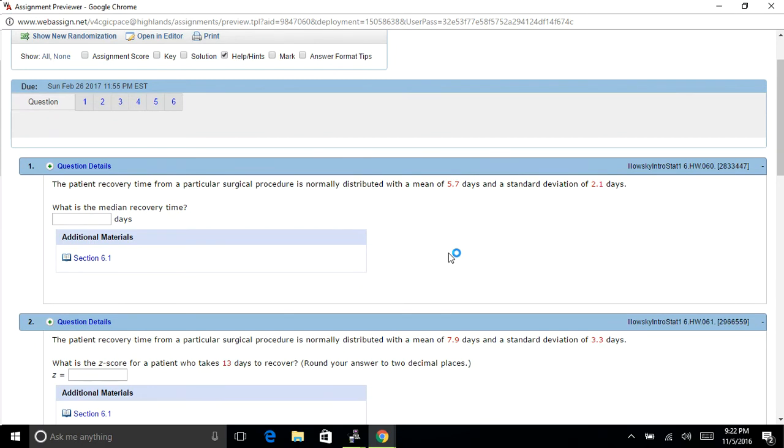So the first question asks, the patient recovery time for a particular surgical procedure is normally distributed with a mean of 5.7 days and a standard deviation of 2.1 days. What's the median recovery time?